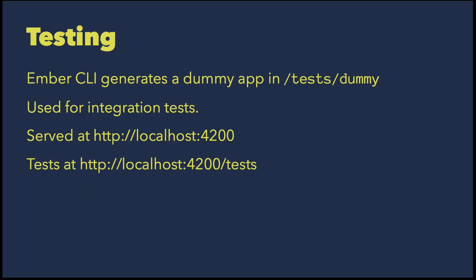So the testing story is basically the same as an Ember app. You've got access to all the same integration and unit tests, same deal. You run ember serve in the add-on directory, and you get the dummy app being served at localhost:4200, and the tests run. That's just the same as developing a regular Ember app. That's a whistle-stop tour of add-ons. Questions?